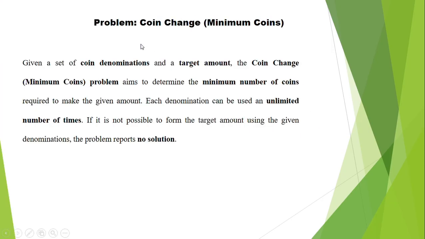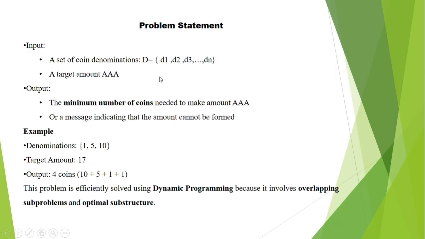If we talk about the coin change problem, we are given coin denominations and a target amount. The coin change problem aims to determine the minimum number of coins required to make the given amount. Each denomination can be used an unlimited number of times. If it is not possible to form the target amount using the given denominations, the problem reports no solution. Here we have an input, output and example.